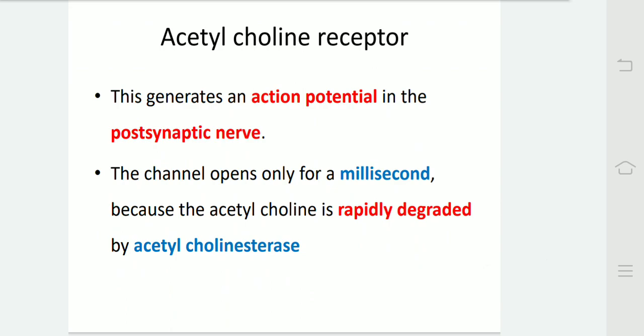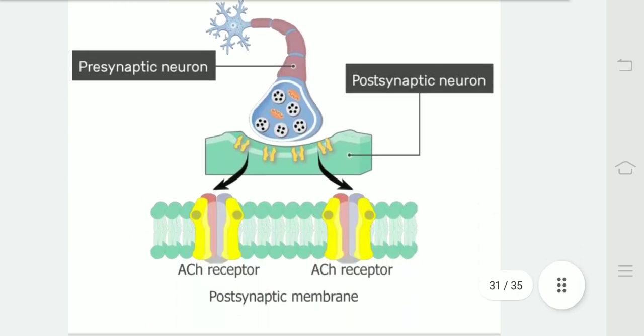This generally generates an action potential in the postsynaptic nerve. The channel opens only for a millisecond because the acetylcholine is rapidly degraded by acetylcholine esterase. In this diagram, we can see a presynaptic neuron and a postsynaptic neuron. On the postsynaptic membrane, there are acetylcholine receptors.